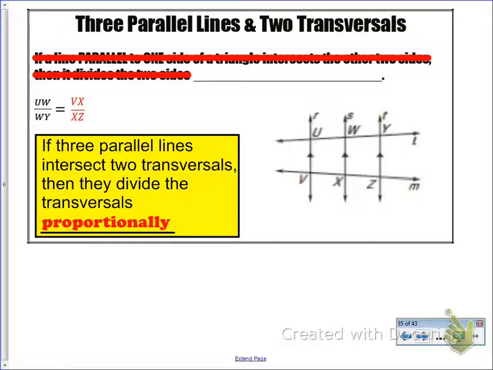Now, for this next theorem, go ahead and cross off what's written here. You have to rewrite this one. This was accidentally copied and pasted twice.